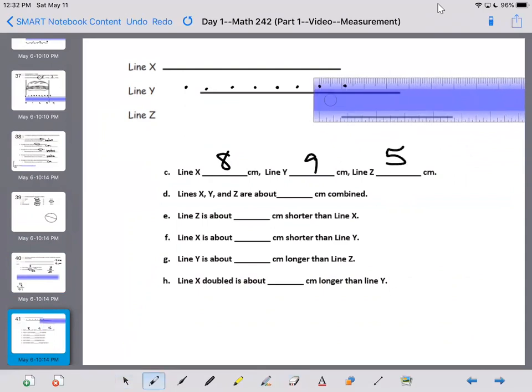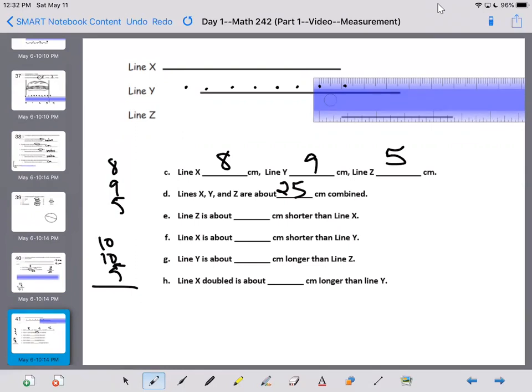So knowing that, now we can answer some questions. X, Y, and Z are about how many combined? So we could say about 20. We could add these and say 8, 9, and 5. Or we could say 10, 10, and 5. If you're looking at estimation, we could round the 8 and the 9 up. If we're just having them do an estimate, so about 25. Well, we know we rounded up on 2 of them. So thinking about that estimation, we know it's going to be less than 25.